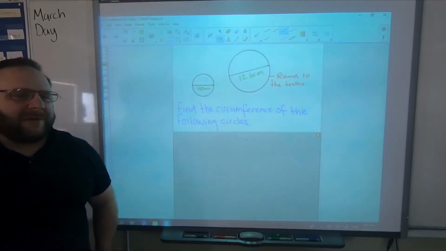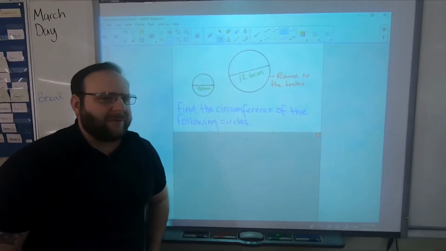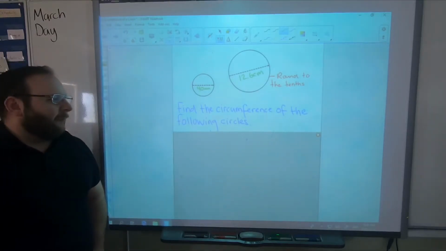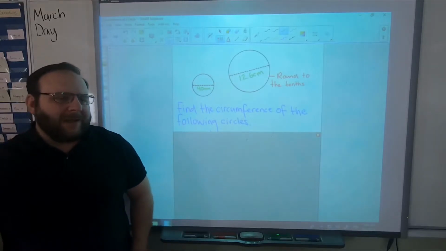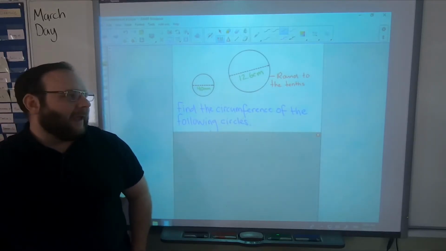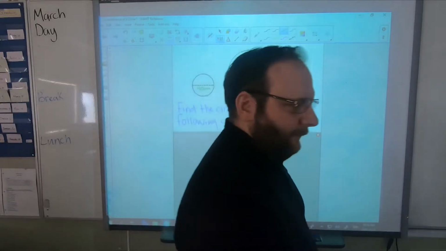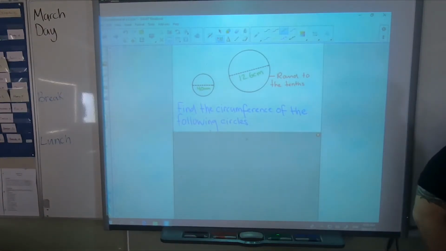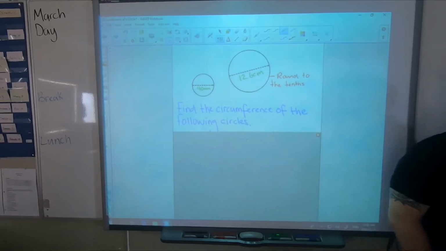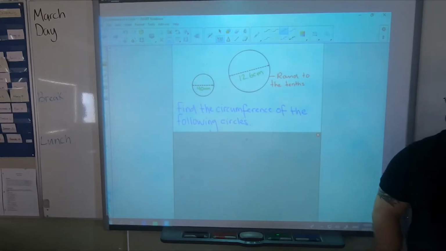Try that one first. And if you happen to finish early, feel free to go on to the next one, which is the diameter of 12.6. So use your formula, C equals pi times diameter, and go ahead and do your multiplication. You don't need to draw a perfect circle, although if you have your compass out and you're drawing a perfect circle, that's fine, Juliana.